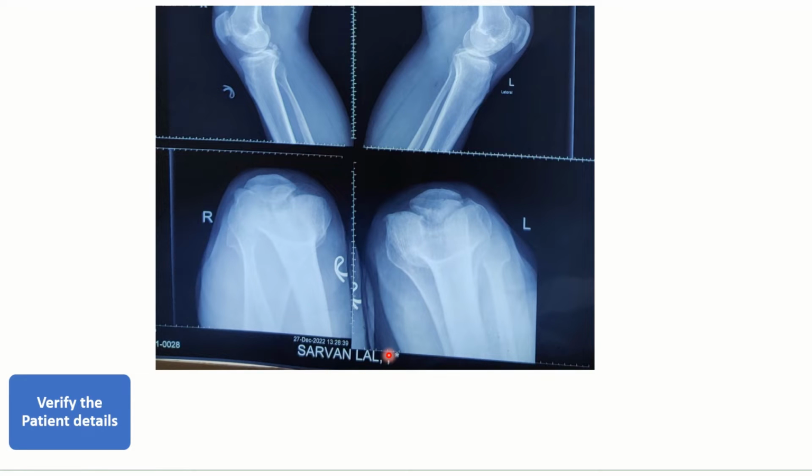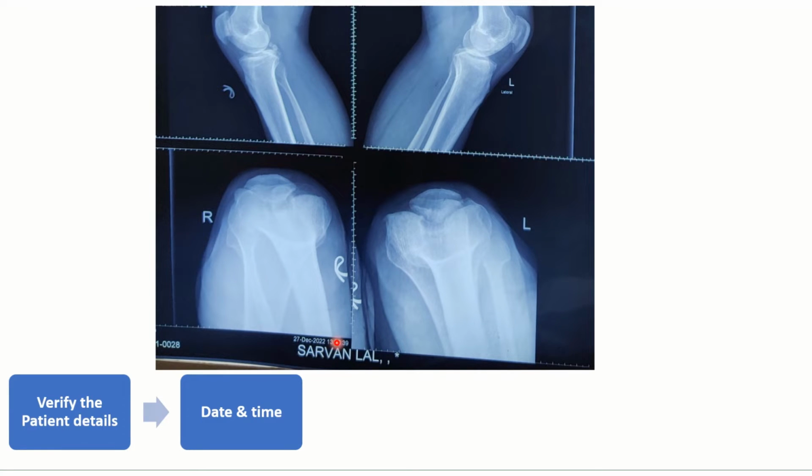Meaning, today's X-rays that we have are digital X-rays. They have some information regarding the patient's name on the bottom or on the top side of the X-ray. For example, this X-ray is of Mr. Shravan Lal, and so the first thing that you will note is the patient's name. After that, there is the date and time. So you will say this is an X-ray of Mr. Shravan Lal taken on 27th December 2022.